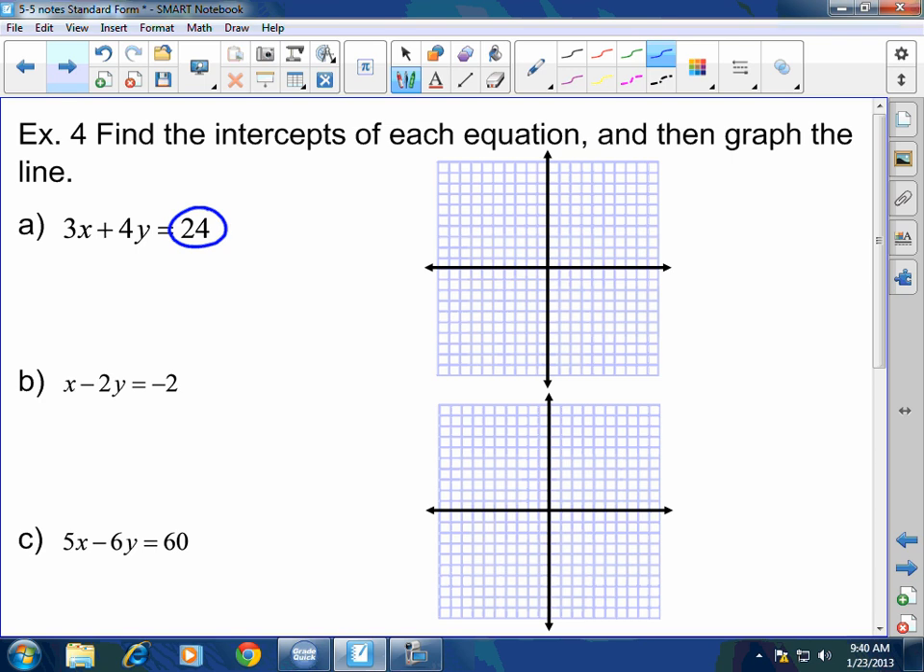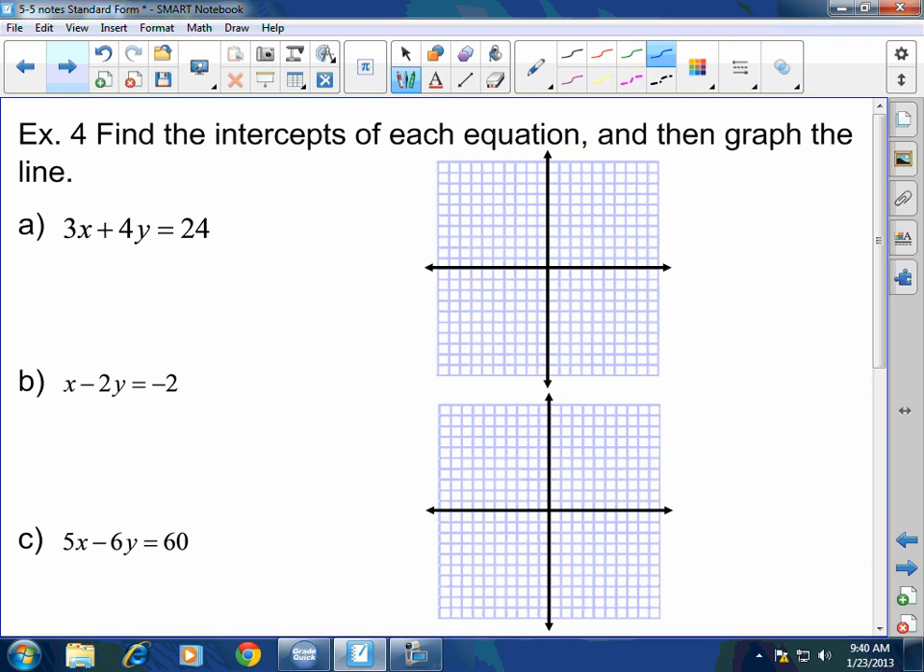Does 3 go into 24 evenly? Does 4 go into 24 evenly? So that means 3 and 4 are both factors of the c. Are you with me so far? If and only if that works, that is when you use the procedure I'm about to teach you. When a and b are both factors of the c, find the x-intercept, find the y-intercept, graph both of those points, connect the dots.